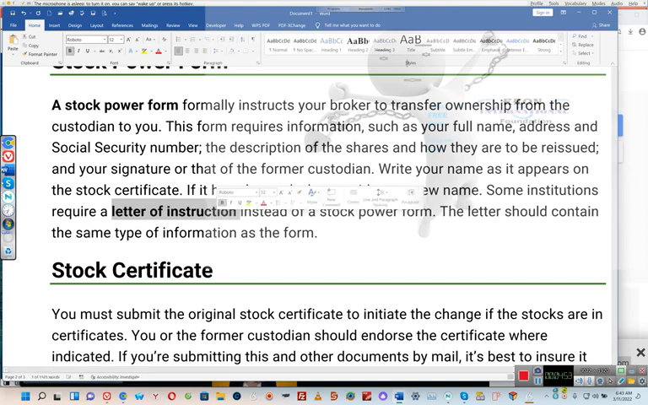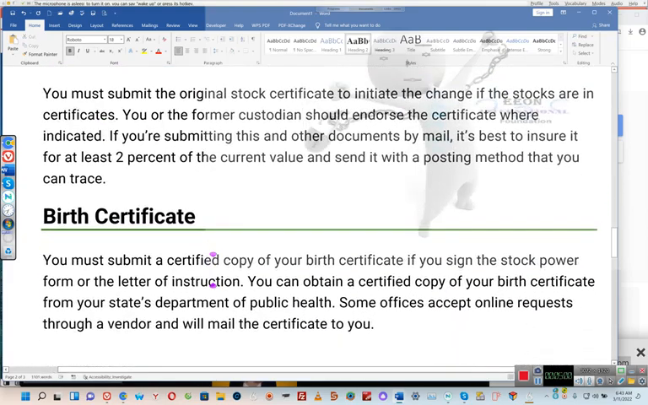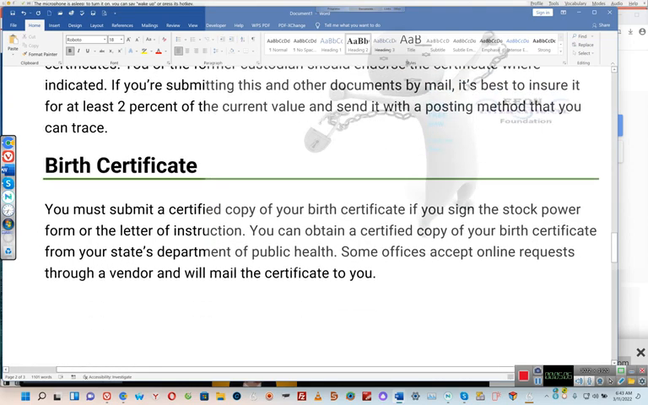Stock certificate. You must submit the original stock certificate to initiate the change if the stocks are in certificates. You or the former custodian should endorse the certificate where indicated. If you're submitting this and other documents by mail, it's best to insure it for at least 2% of the current value and send it with a posting method that you can trace.